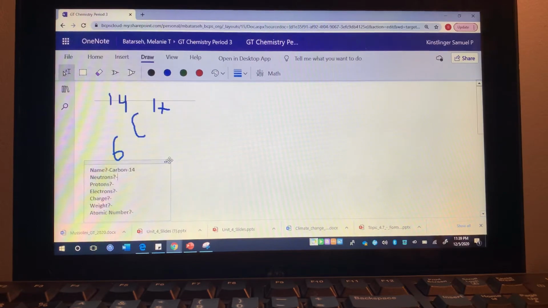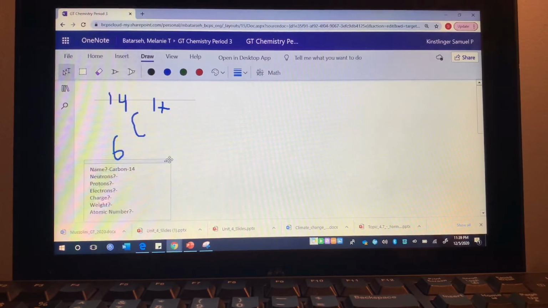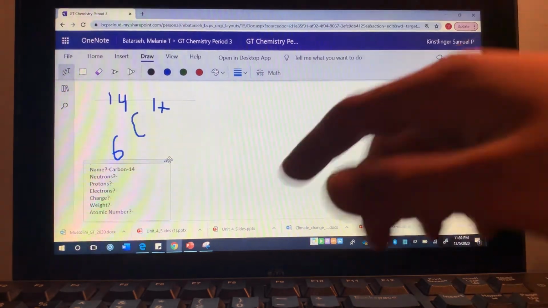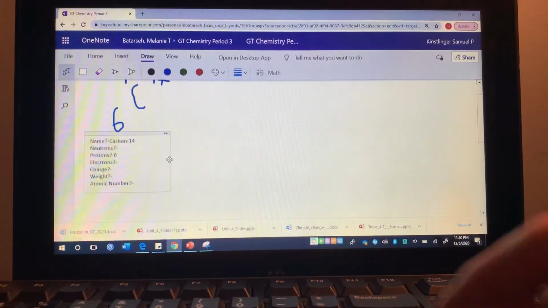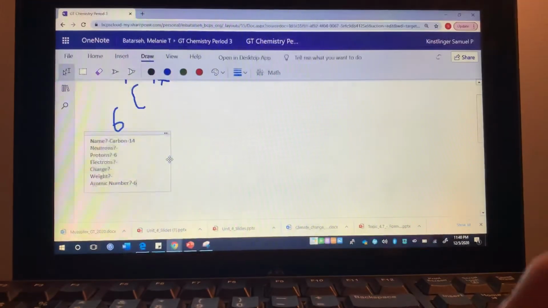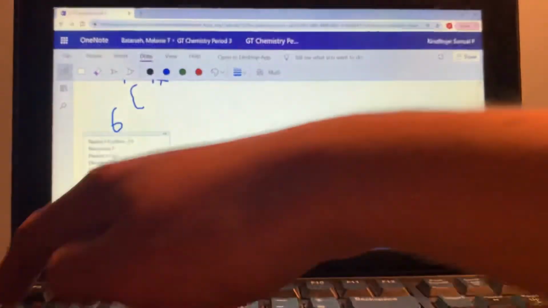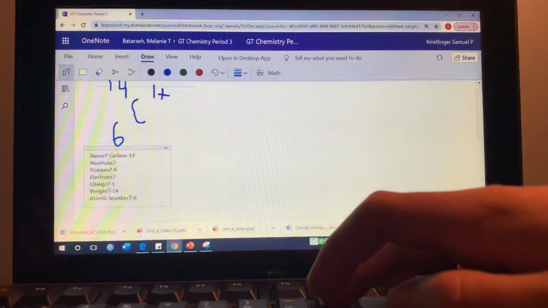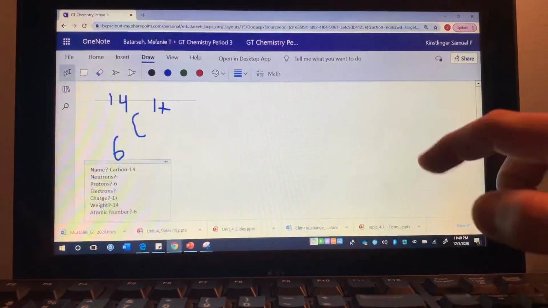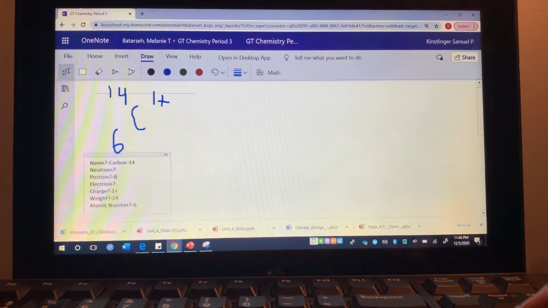Now we're going to go to neutrons. Actually, we'll just show everything that's given to us. We have the element is carbon. We go down to protons. You see protons right there is 6 protons, meaning that the atomic number is going to be 6. The weight, as we saw up there, was 14. And the charge was 1 plus.